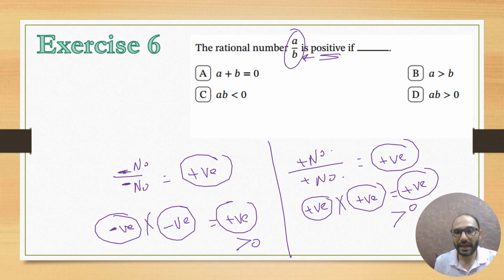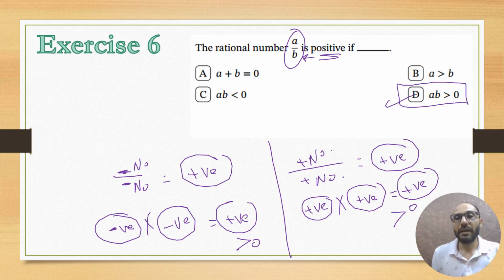That means A times B, whether they are both negative or both positive, their product, or the result of their multiplying, is always going to be a positive value. So I can guess that I should take the last choice, D, that A multiplied by B must be bigger than 0.